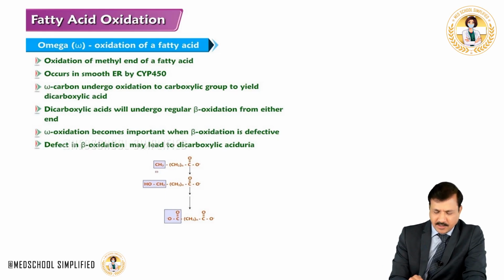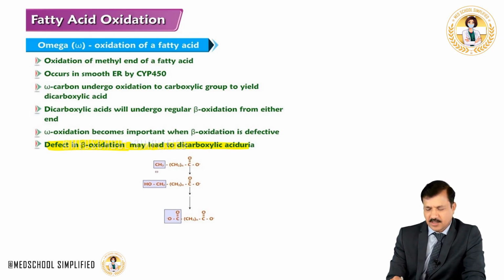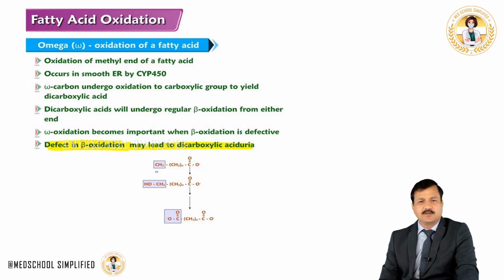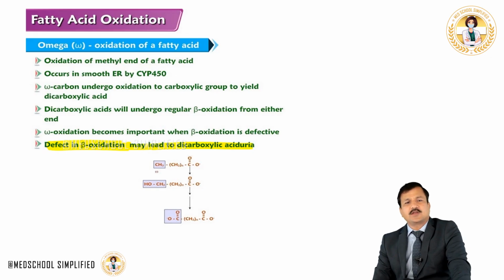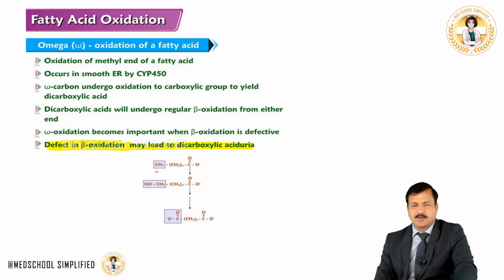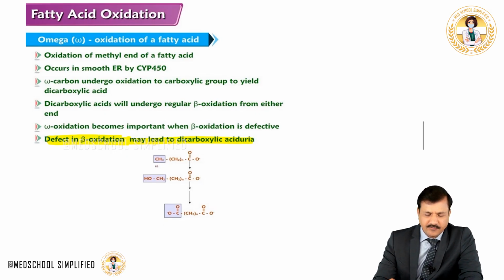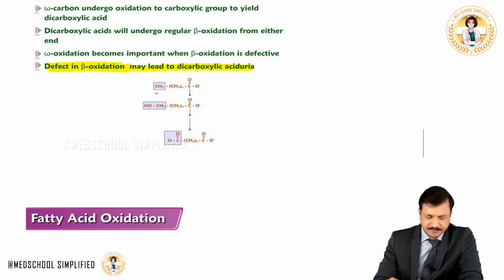So that is why, remember, a defect in beta oxidation will lead to the appearance of dicarboxylic acids in the urine. That is why I have written here, defect in beta oxidation may lead to dicarboxylic aciduria, meaning presence of dicarboxylic acids in the urine sample. So increased levels of dicarboxylic acids are an indirect indication of a defect in beta oxidation or saturation of beta oxidation. Remember that. That's the importance of omega oxidation of fatty acids.